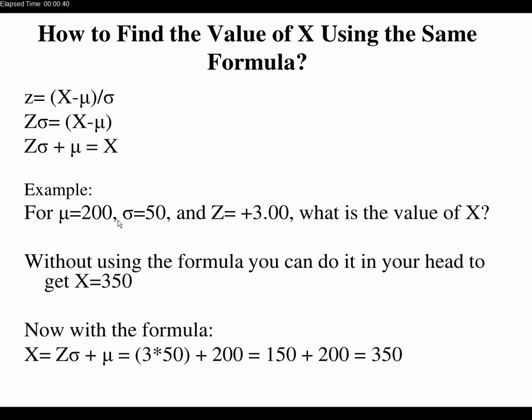For mean equals 200, standard deviation equals 50, and z equals plus 3, what's the value of x? Without using the formula, you can do it in your head to get x equals 350. Let's do it with the formula. X equals z times standard deviation plus the mean. So that's 3 times 50 plus 200 equals 150 plus 200 equals 350. Okay, that wasn't too hard, was it?